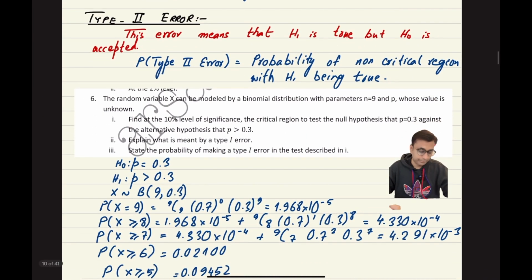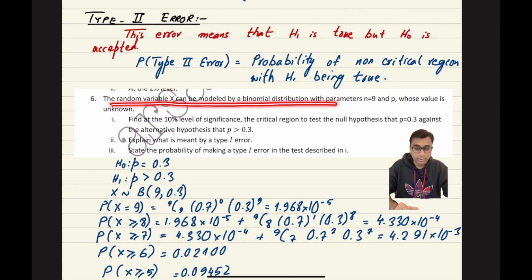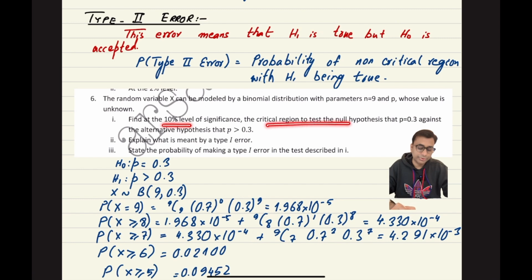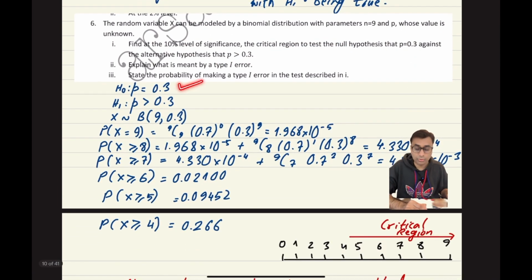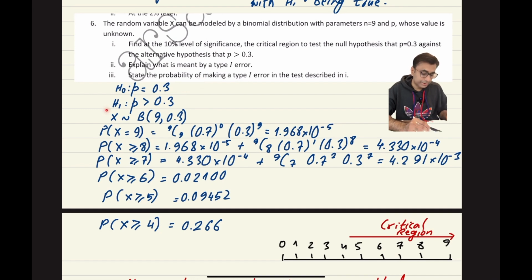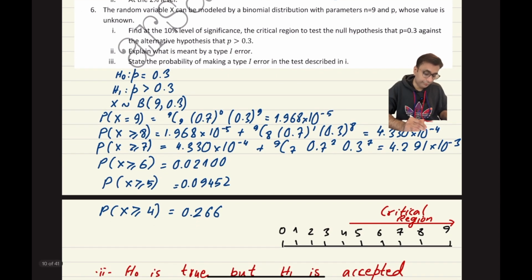Let's have a look at an example where the question says the random variable X can be modeled by a binomial distribution with parameters n and p, whose value is unknown. Find, at the 10% significance level, the critical region to test the null hypothesis of p equals 0.3 against p is greater than 0.3. So obviously H0 probability is 0.3 and H1 is probability greater than 0.3. Then to find the 10% significance level, you try and find the critical region by seeing what part of the upper tail contains the 10% significance level. So you start doing your cumulative probabilities.